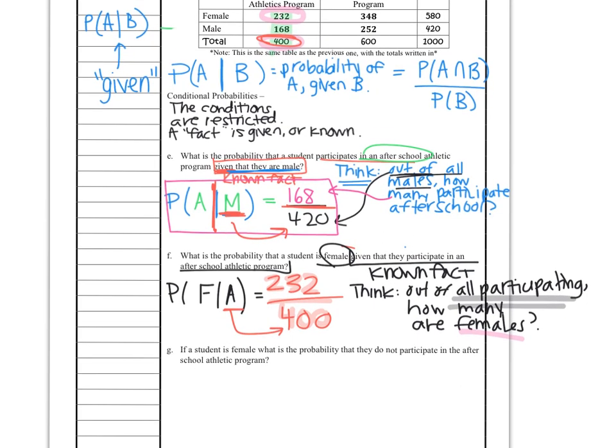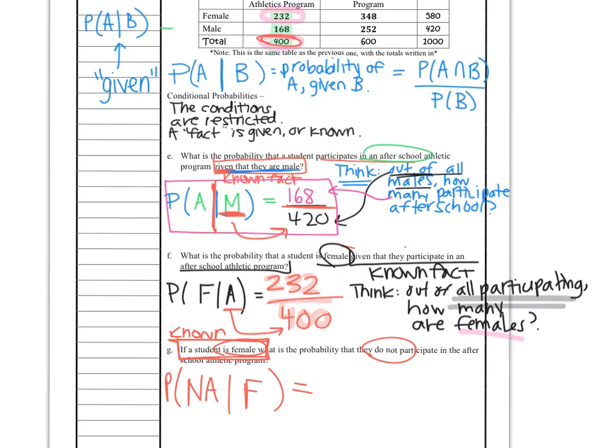If a student is female, what is the probability that they do not participate in the after-school athletic program? So I don't see the word given in this, but nor do I see the word and, nor the word or. So I know that this has to be a conditional probability where I use the bar because there's no and, there's no or, and there's 2 events. We know that this is female and they don't participate. But again, it's not an and because it doesn't say and, so disregard the fact that I just said the word and. It says if a student is female. So, whoa, this student has to be female. This is known. So given that the student is female, what's the probability that they do not participate? So not after school.